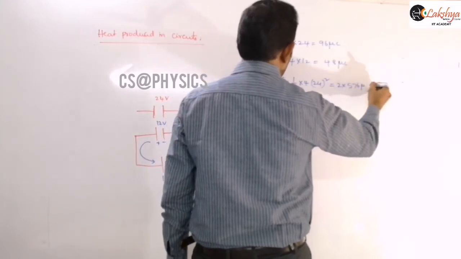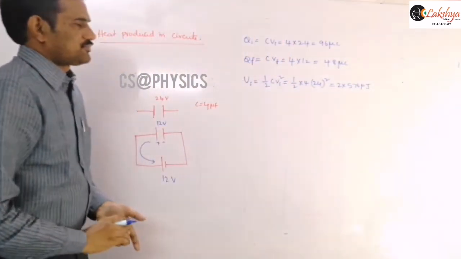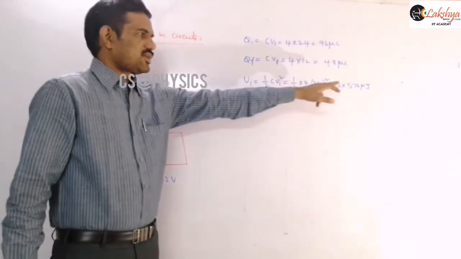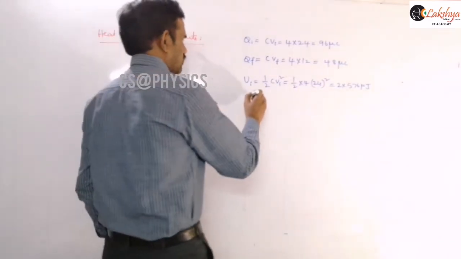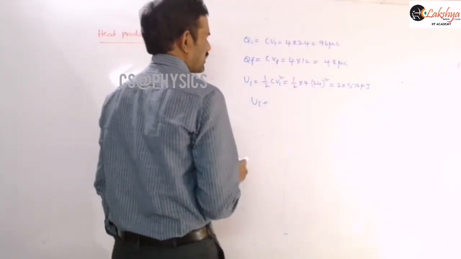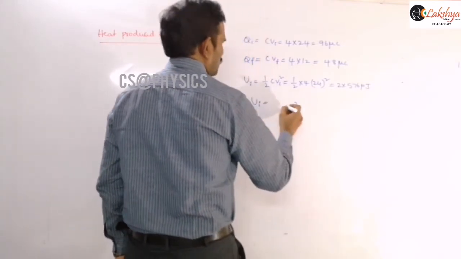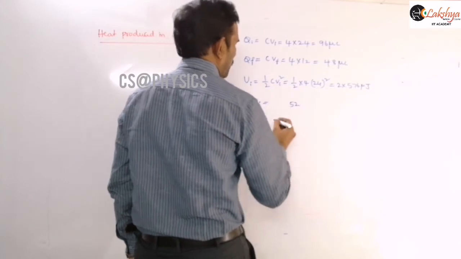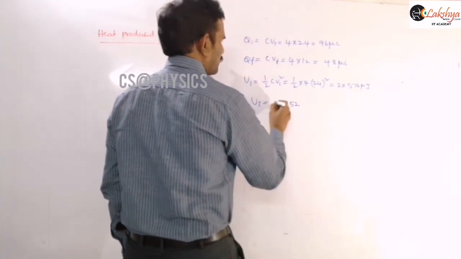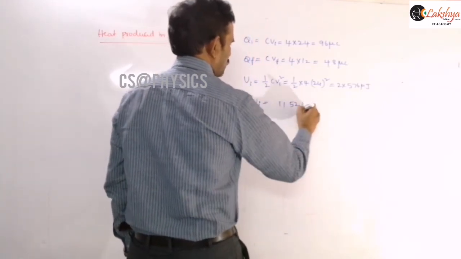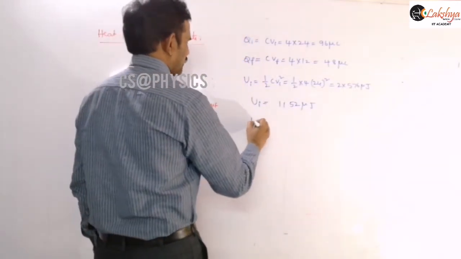576 microjoules. Because this value, the C value, we are substituting in microfarad, automatically the energy will also come in microjoules. And so this value you can write as 2,5,11 microjoules.